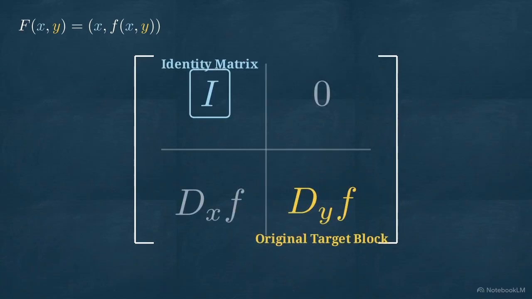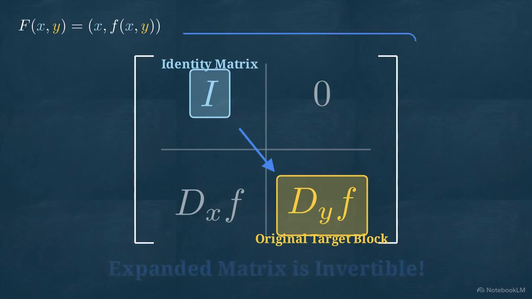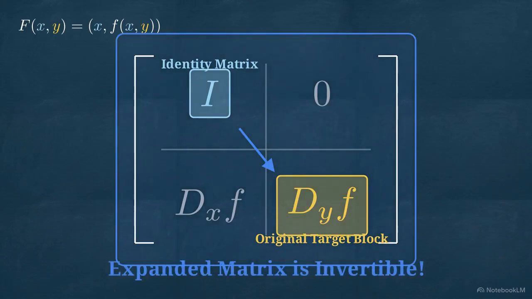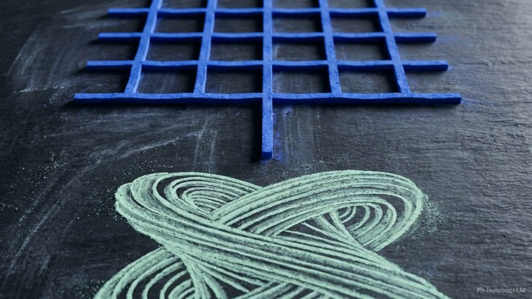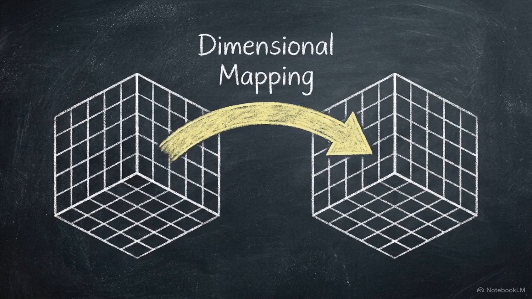This creates a mathematical domino effect. Because the identity matrix is stable, if our target block is invertible, the entire newly expanded massive matrix is also invertible. This invertibility satisfies the strict requirements of the inverse function theorem. Once triggered, it provides the solid proof for the implicit function theorem. The IFT functions as a dimensional mapping used to apply the inverse function theorem to implicit systems.